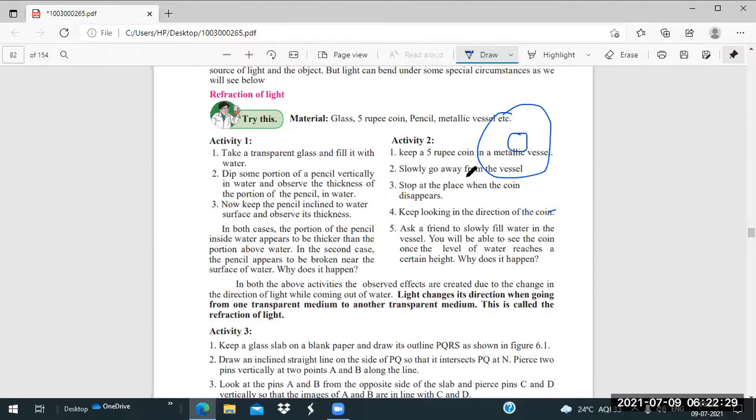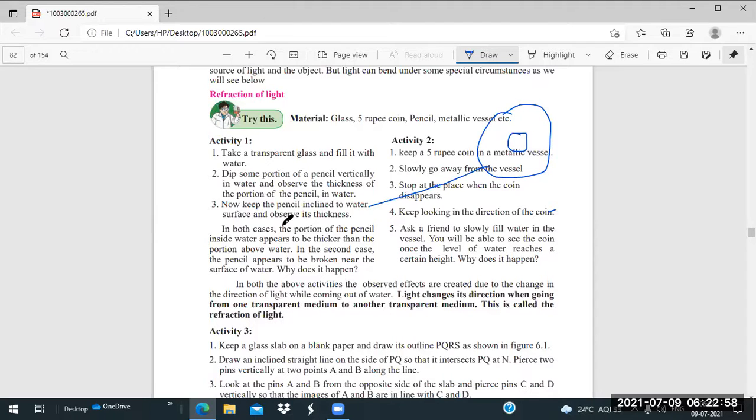When we go away from this place, stop at the place where the coin disappears. We have to stop after going some distance. Then we'll feel that we are unable to see the coin. And we have to look towards the direction of the coin only. And tell your friends. Now friends are not with you, then you can tell your family member, anyone.